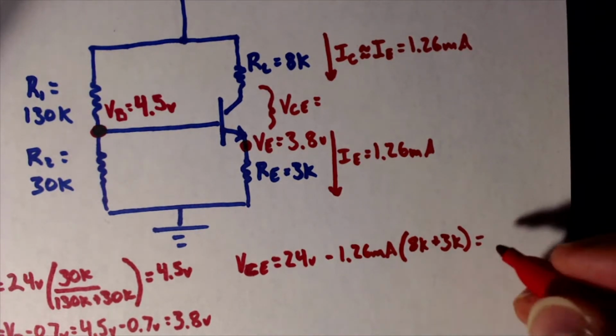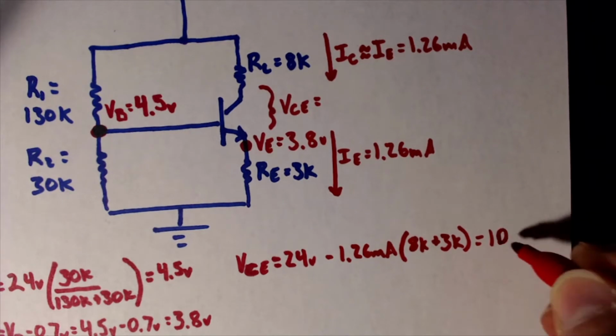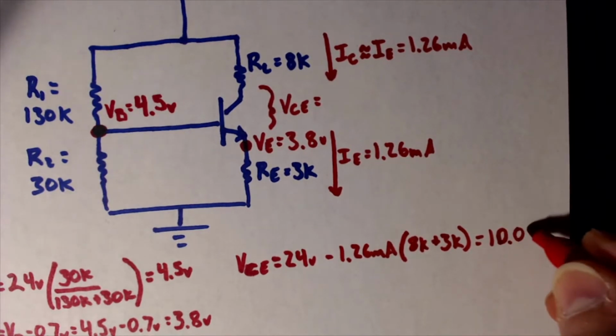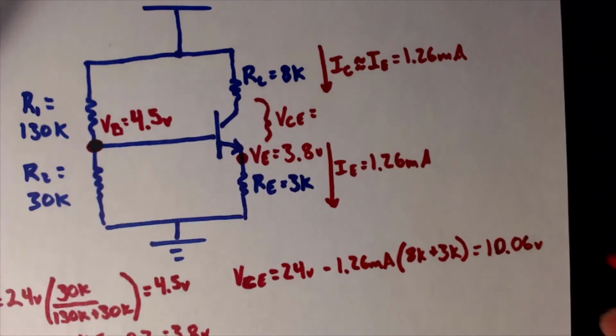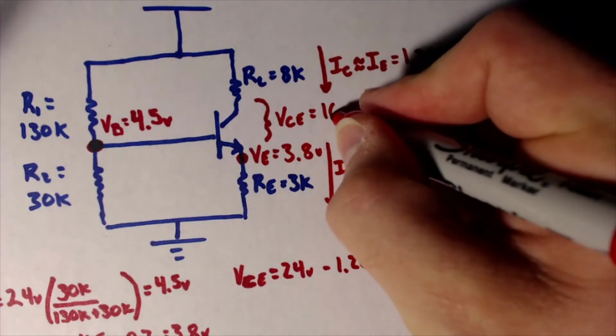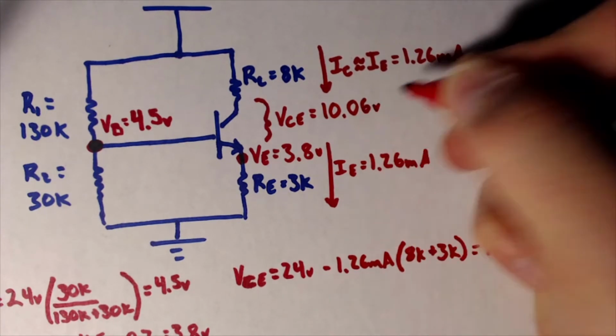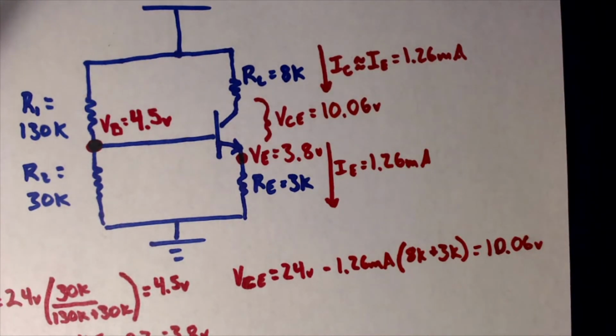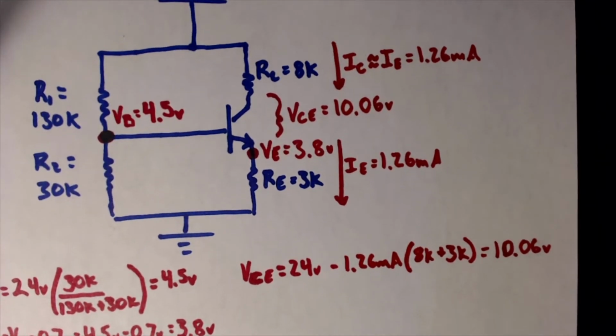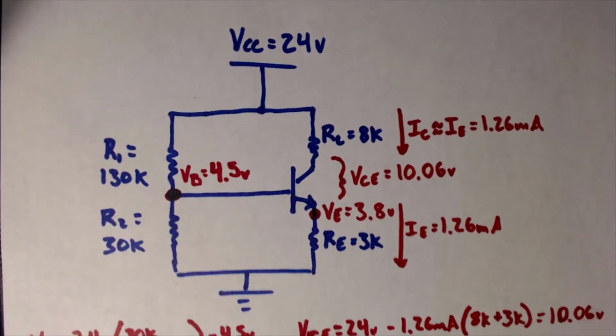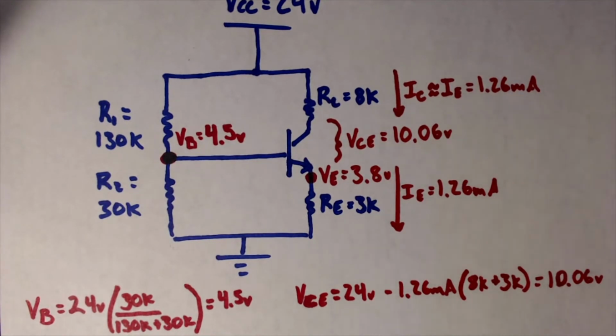So VCE ends up being 10.06 volts. Okay, and that's it for the approximation technique. See, it's pretty easy to apply. Now, we'll go ahead and finish this up by doing the load line analysis on this.